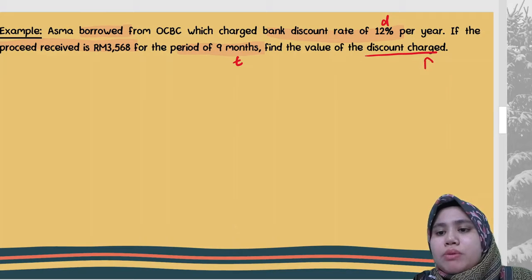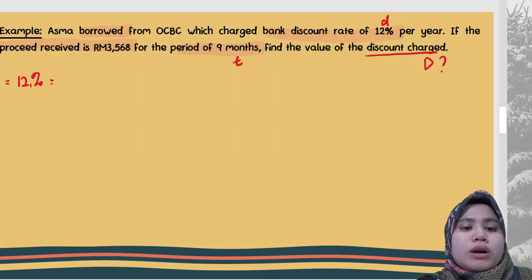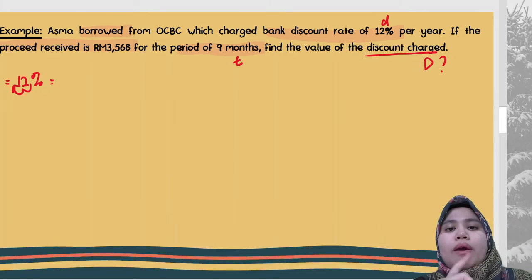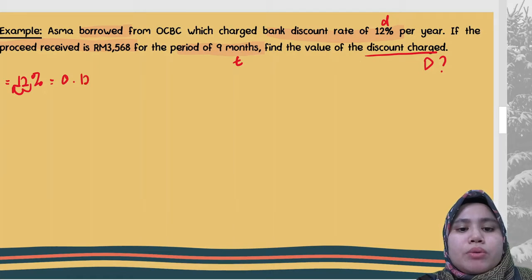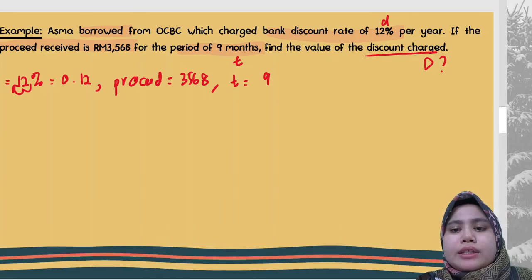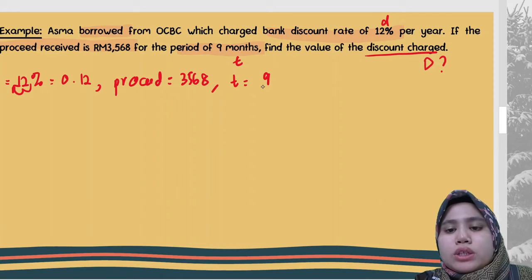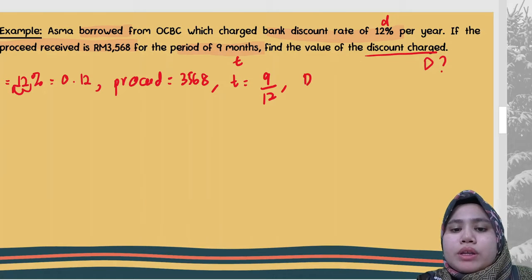Discount charge here means we want to find the value of D. Let's take out all the information that we have. We have d equal to 12%. So let's change to decimal form. 12% means 12 over 100, so it's 0.12. Proceed is 3568. T is 9 months. That means you need to change into years. So we have 12 months, so 9 over 12. We want to find the value of D.